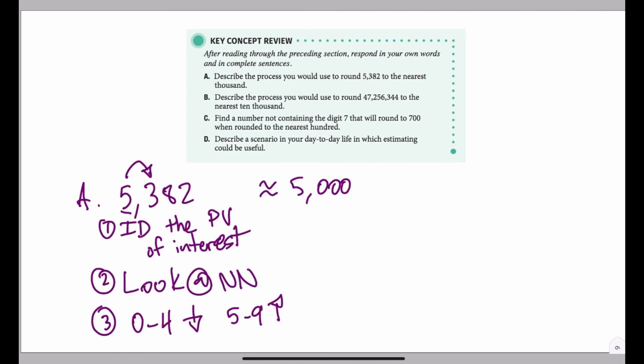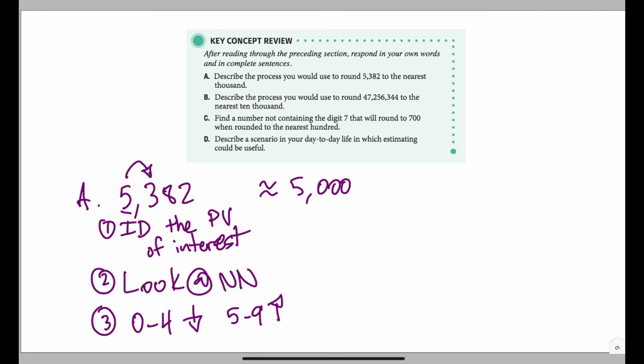Now let's look at B. Describe the process you would use to round 47,256,344 to the nearest 10,000. So this is the same number we got before, but to a different place value, right? Oh, and I suppose the other one was too. So let's have a look at this to the nearest 10,000.